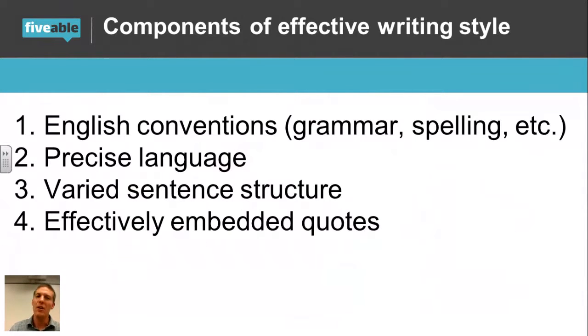So one, you're actually just using the rules of spelling, grammar, capitalization, etc. that you know. It's called English conventions. You're just writing and phrasing things the right way, grammatically. Second, precise language. Notice I didn't say fancy, fluffy language. Precise language means you are actually using the best, most specific word for the context.